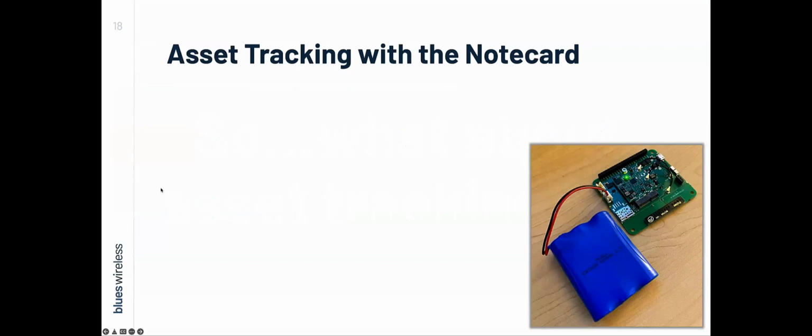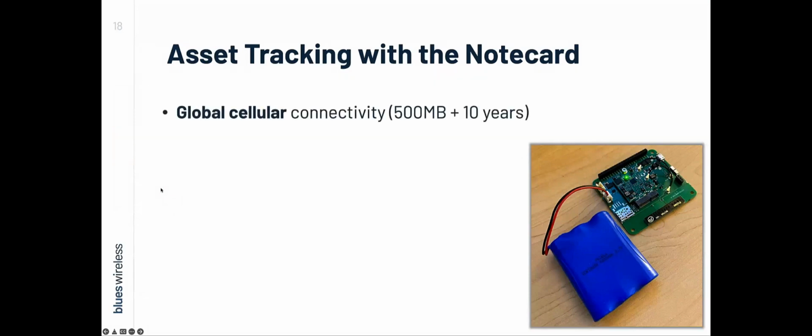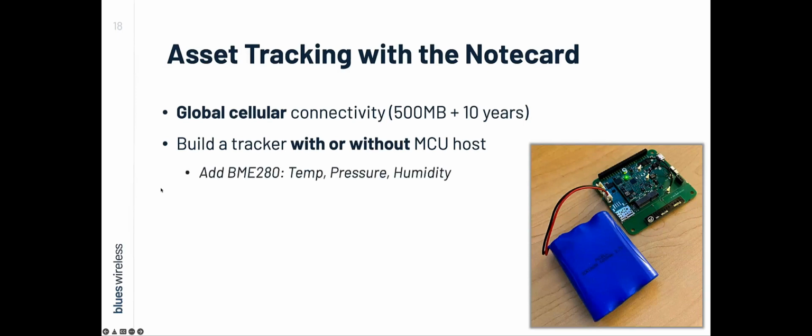I'll let TJ explain some of the details here, but just to recap where we're at. With the note card, you do get global cellular coverage, which includes 500 megabytes of cellular data and 10 years of service. Again, you can build a fully functional tracker with or without a host MCU. As TJ is going to show you too, you can even add an external BME 280 sensor, and the note card will automatically pull in temperature, pressure, and humidity data. And this even works without a host.